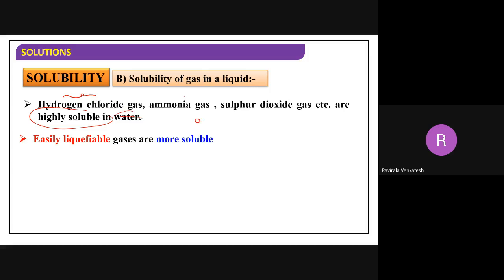But oxygen is only slightly soluble in water. How much is it? I told you, only 5 to 6 ppm. What is the reason, beta? Why is oxygen less soluble and why is hydrogen chloride more soluble, beta?